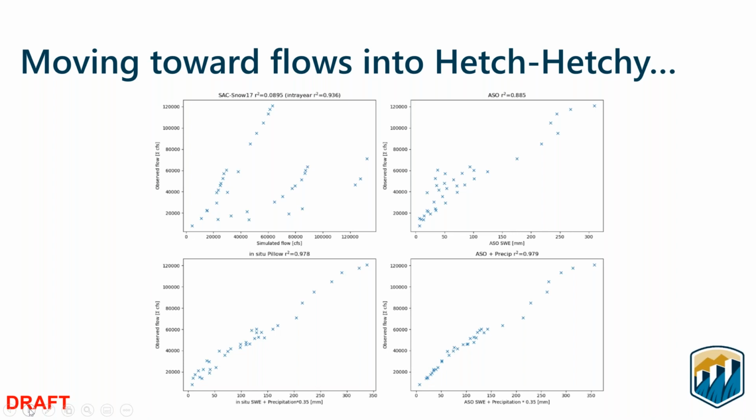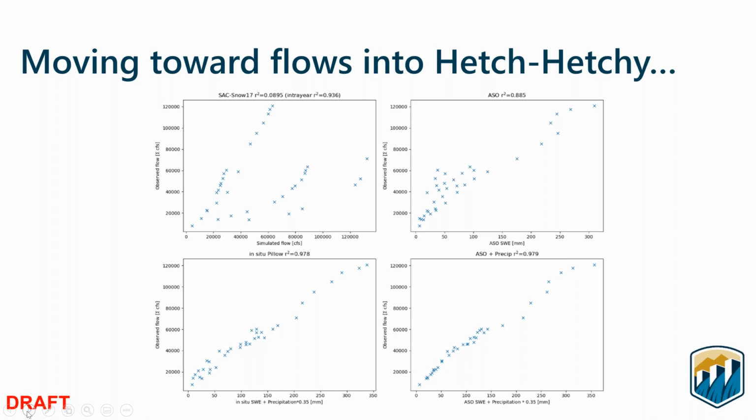And so we have 4 different, what you could think of as predictors of that flow. The upper left is the flow simulated using the CNRFC's model, so the SAC-17 model. Moving to the right, you see ASO SWE. So that's just basin average SWE from the available ASO flights. And then the ones on the bottom are the reconstructed pillow SWE and the ASO SWE, both added with a fraction of the precipitation for the remaining year. So these flows are taken from the time of measurement cumulative to the end of the season, or basically July 1st in this case.